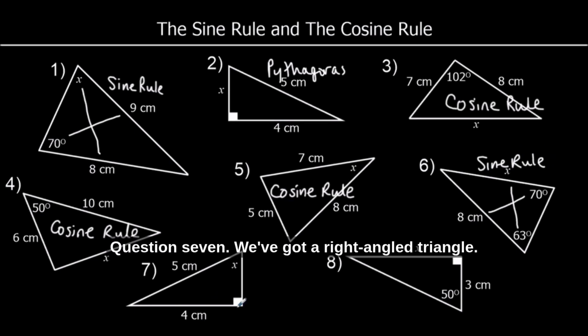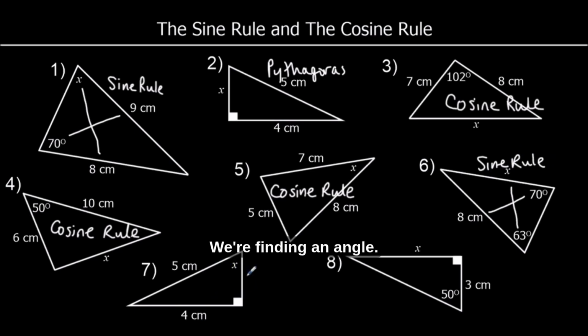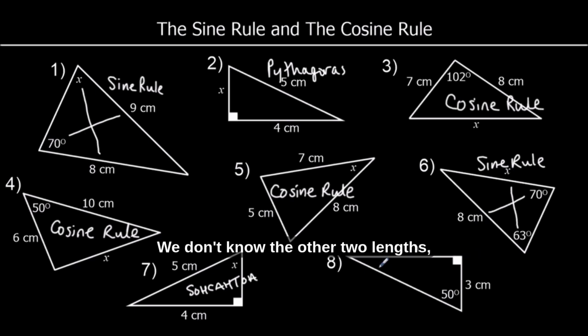Question 7. We've got a right angle triangle. We're finding an angle, so that is, alright, I'll call it SOHCAHTOA. And again with question 8, it's a right angle triangle. We know one of the angles and we're working out a length. We don't know the other 2 lengths, so it's SOHCAHTOA.